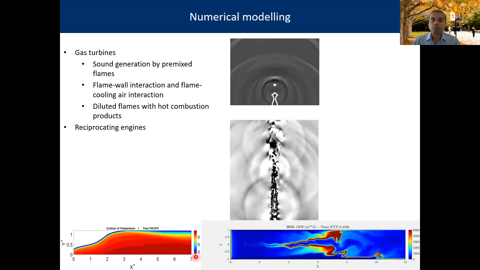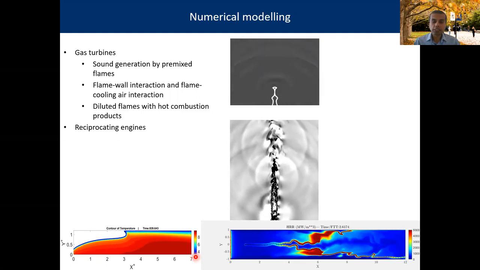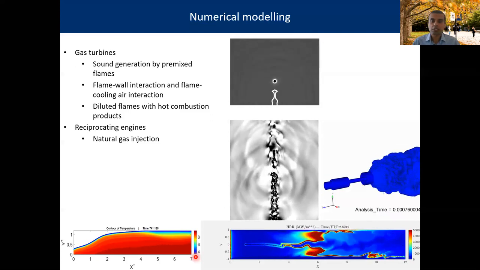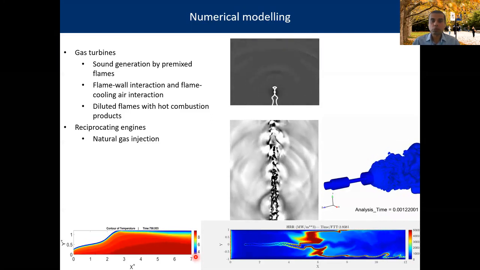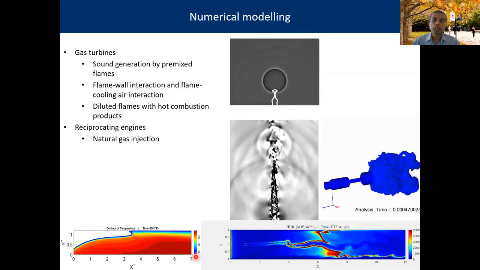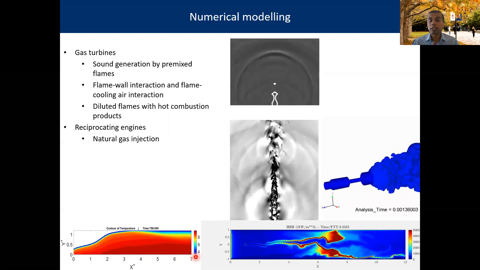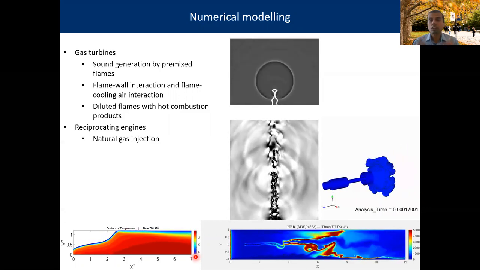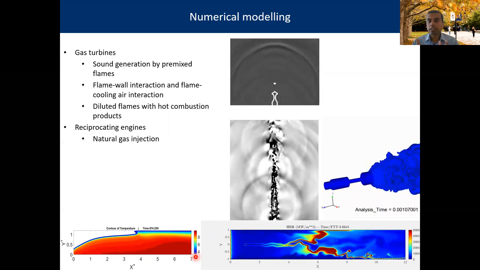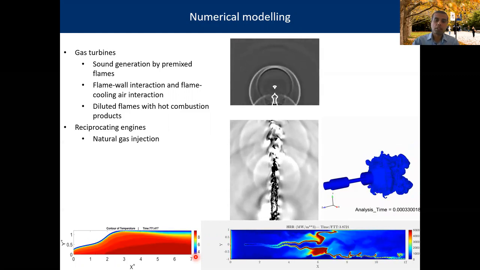The second group of problems are under reciprocating engines. So the first one is natural gas injection. As I said, alternative fuels is an area that we are interested in, and we are working on injecting natural gas into an engine and looking at how the gas dynamics inside the injector is going to affect the external flow and the mixing process inside the engine.